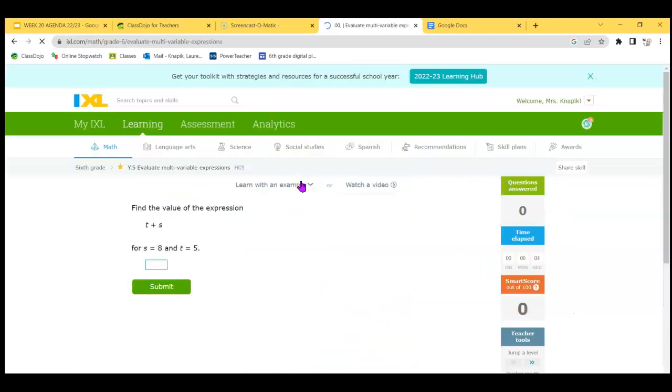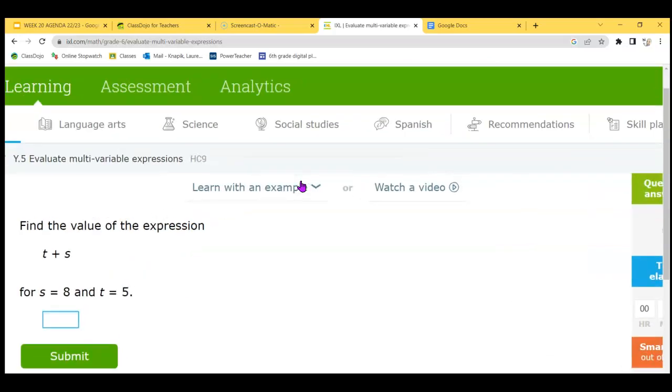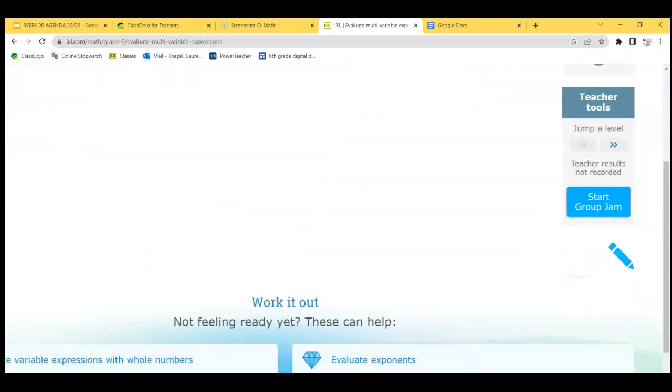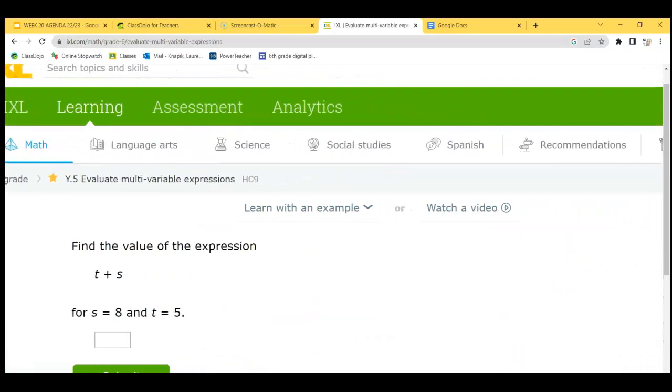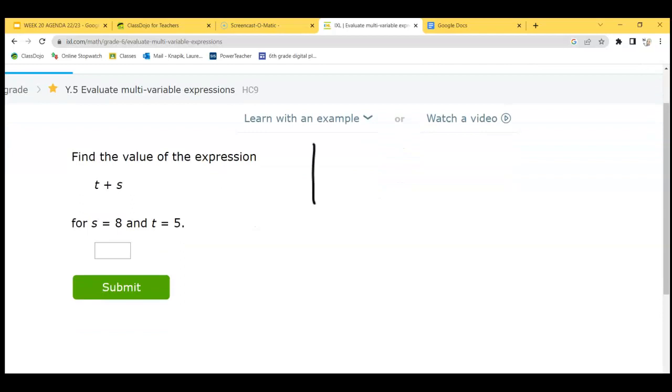So again, I want a SMART score of 80 on this one. Find the value of the expression. Get a marker going. Alright. So first thing you do is rewrite your expression. Then you're going to sub in for what you know. Okay, so the letter T has the value of 5. So it stands for 5 plus S. Our value of S is 8. And then you just go through the order of operations.